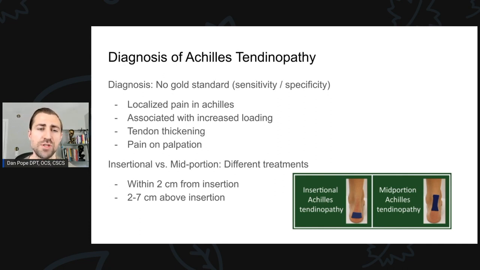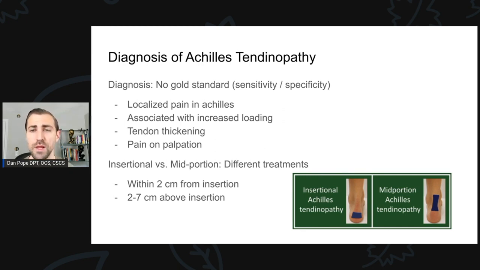So, first and foremost, localized pain in the Achilles, right? So, basically, the pain is on the Achilles tendon. The next piece is that you have pain with increased loading. So, if I do a double legged calf raise, it hurts a little bit. Then I do a single leg calf raise, it hurts even more. And if I jump on that leg, it hurts even greater, right? That's a sign that you've got an Achilles tendon issue.